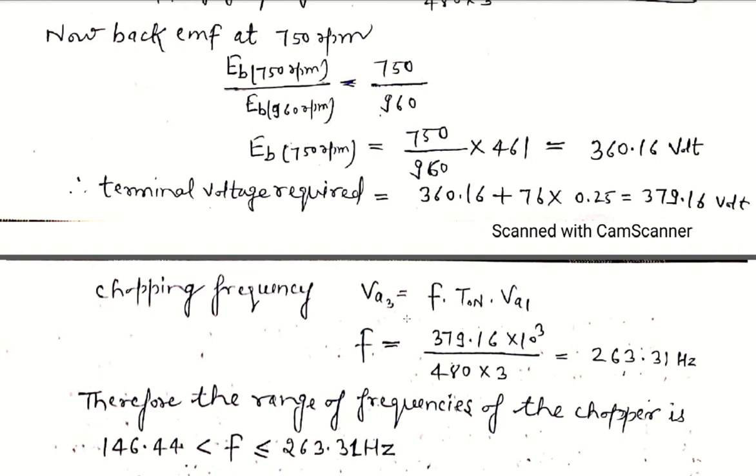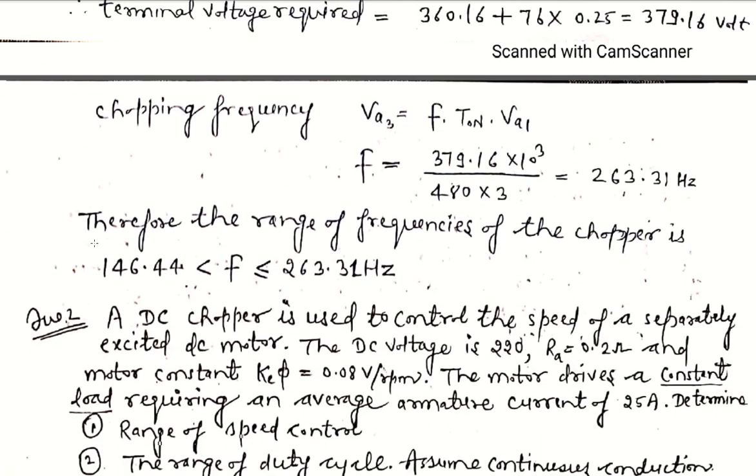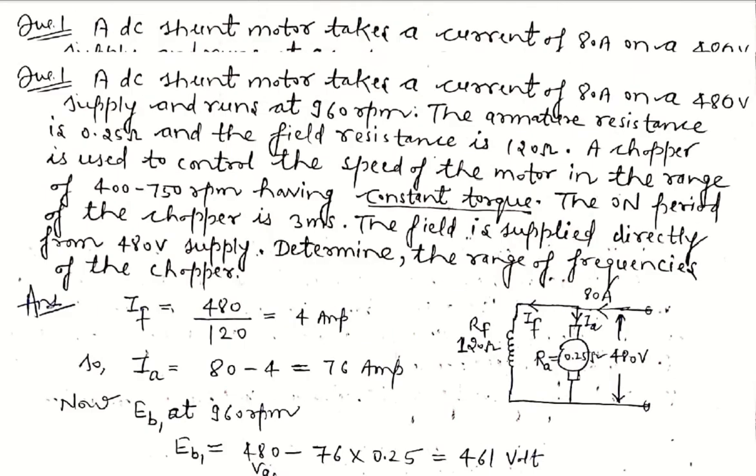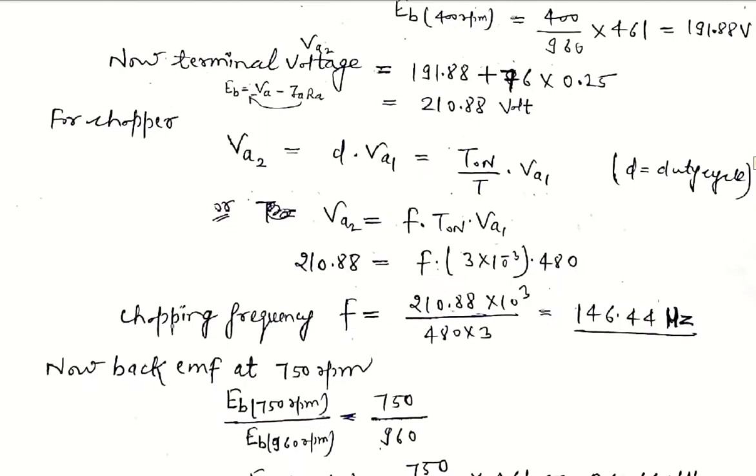Again, applying the relation Va3 equals D times Va1 for the step down chopper, where D equals T1 divided by T, and 1 upon T is the frequency, the inverse of the time period, we calculate the frequency corresponding to 750 rpm. The frequency is 263.31 Hz. So the range of frequencies for the chopper operation is 146.44 to 263.31 Hz. In this manner we calculate the frequency range of operation corresponding to the speed range. So the chopper is applied for speed control of the DC shunt motor.